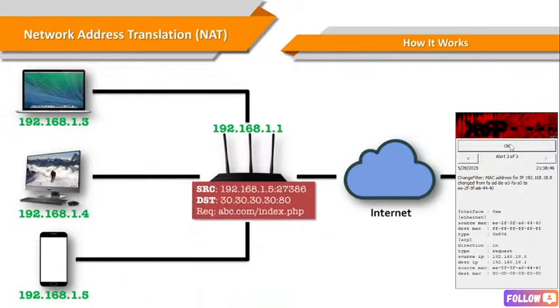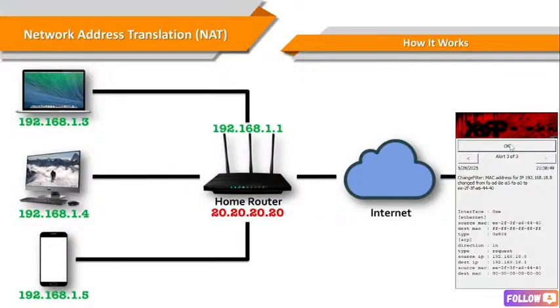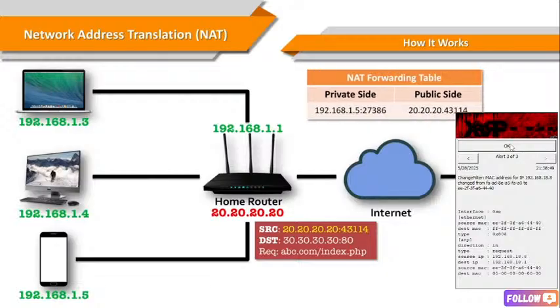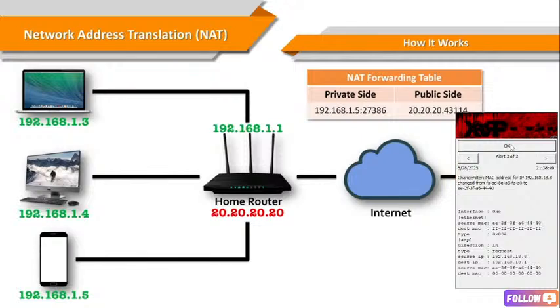So, when the packet arrives at the home router, instead of sending the packet right over the internet, the home router changes the source IP address with its very own public IP address. It also creates a record in the NAT forwarding table. This table allows us to know which packets will be redirected to the smartphone when they come in. So moving right along, the packet travels over the internet and arrives at the web server.